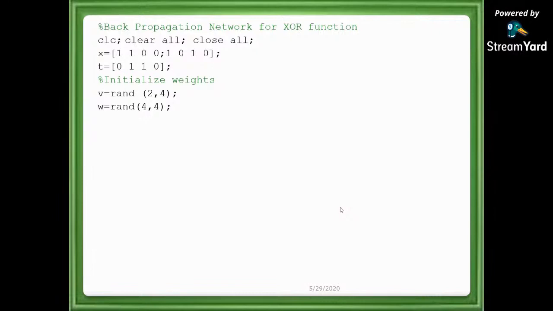V is the weights between input layer and hidden layer. W is the weight between hidden layer and output layer. So if V is 2 comma 4, that means I have two input neurons. X has two data, right? One is 0. That one corresponds to one set of input. That's why I have 2 comma 4 as weight matrix for V.